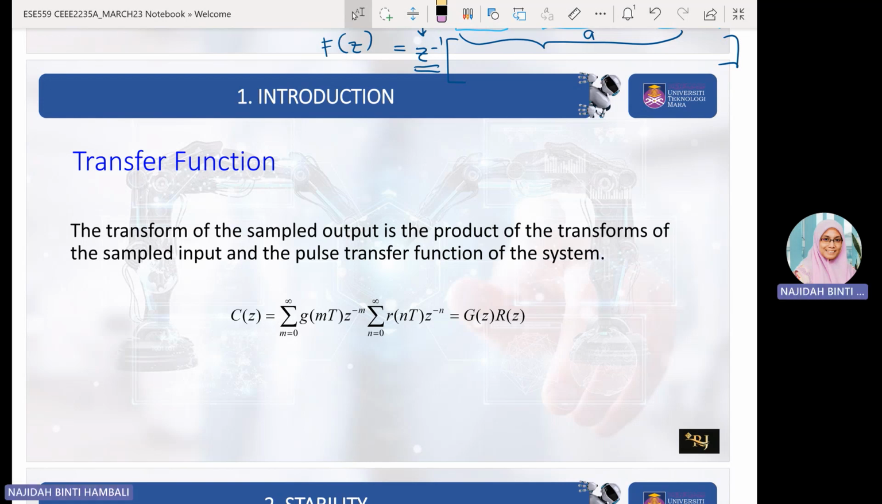Okay, soalan setakat ni. So please practice more on the partial fraction. Make sure you can calculate correctly.